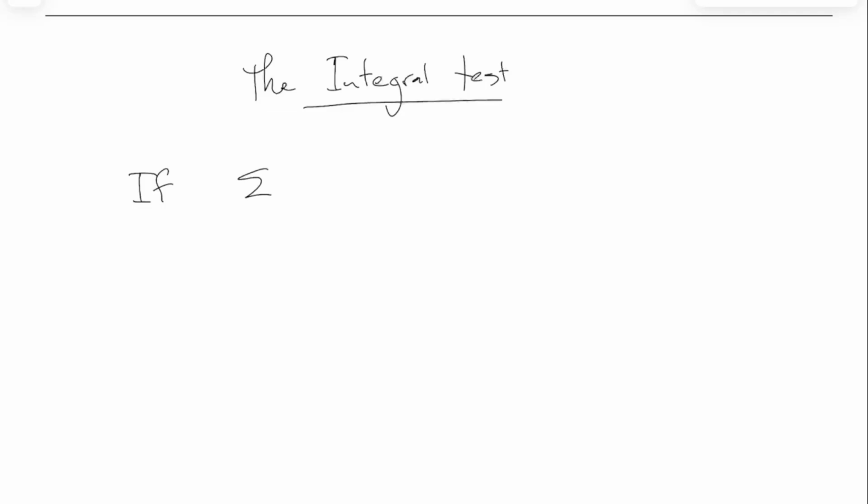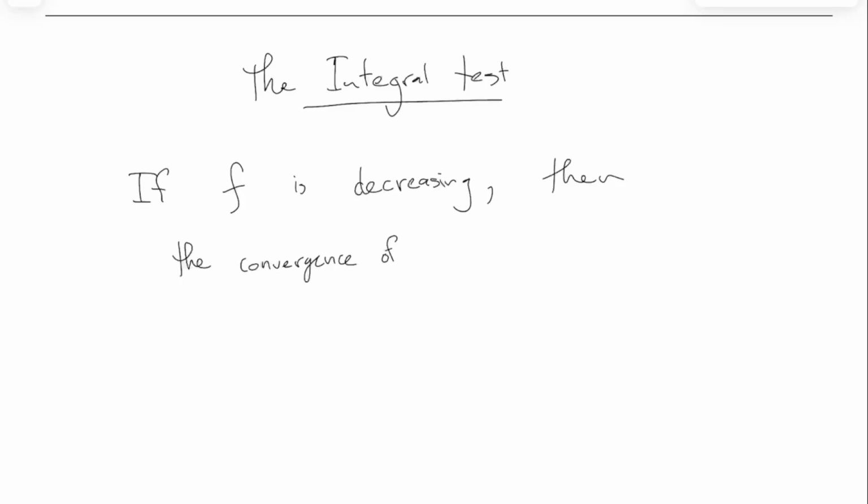If some function f is decreasing, this only works for a decreasing function, then, I didn't write it in this way last time, but I find this an easier way to remember it, the convergence of the series, the sum of f of n, is the same as the integral from 1 to infinity of f of x dx.